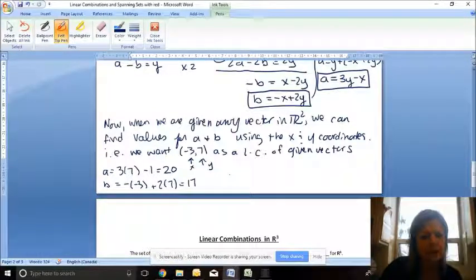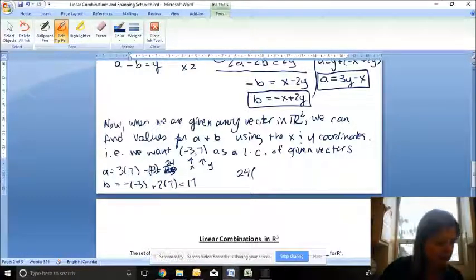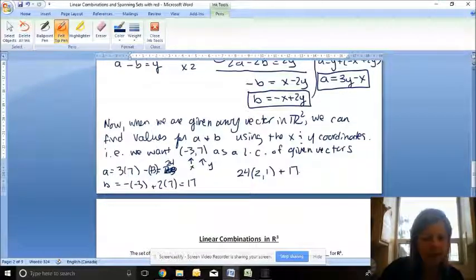So the linear combination that works then is 20, oh, sorry, this should have been minus, I made a mistake here. x is negative 3, so it's 3 times 7 minus negative 3. So this should be 24. Sorry, my mistake. Okay, so our a value is 24. So we have 24 then times vector (2, 1) plus 17 times vector (-3, -1).